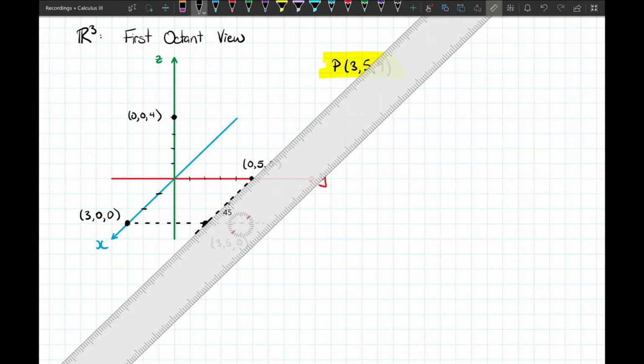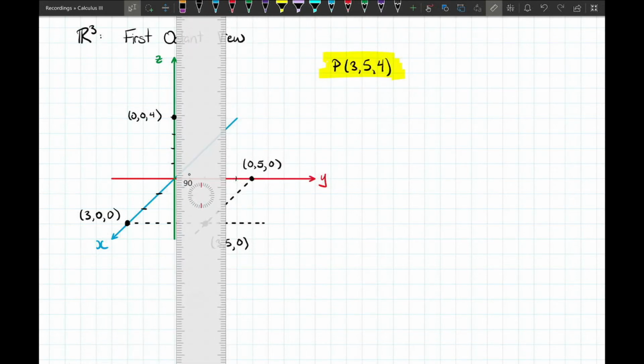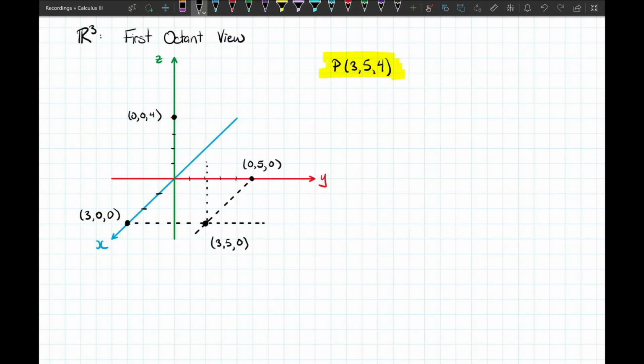Well, at this point in time, we're going to take our ruler and we're going to put that parallel to the z-axis. If you want to, you could even measure 4 units, but I also have grid paper here, so I'm going to be traveling exactly 4 units straight up. I'll do that from here, and that gives me a point that is at the coordinate 3, 5, 4.